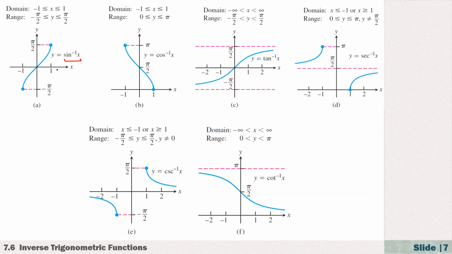And how about the cosine function? We know the cosine function's range is from -1 to 1, and its domain is from 0 to pi. This is how we define this. And here the domain becomes range, range becomes domain. So the domain of the inverse of the cosine function is from -1 to 1 inclusive, and its range is from 0 to pi. And in a similar way, you can have a look at the graph of the tangent function, and the second inverse function, cosecant inverse function, and cotangent inverse function.